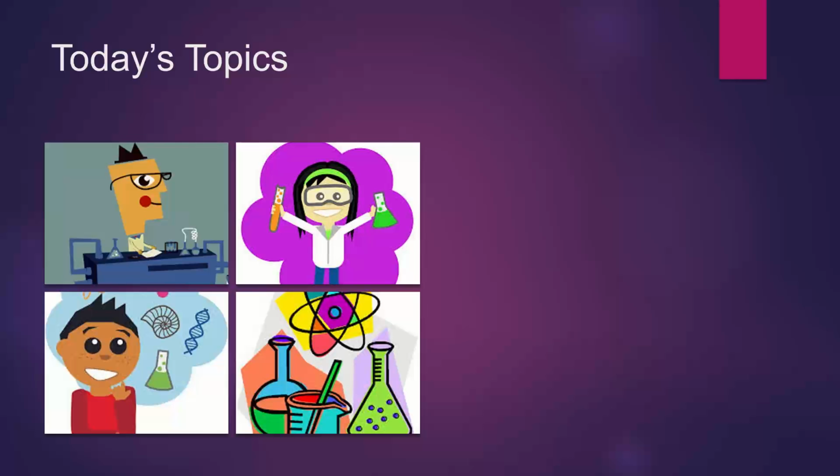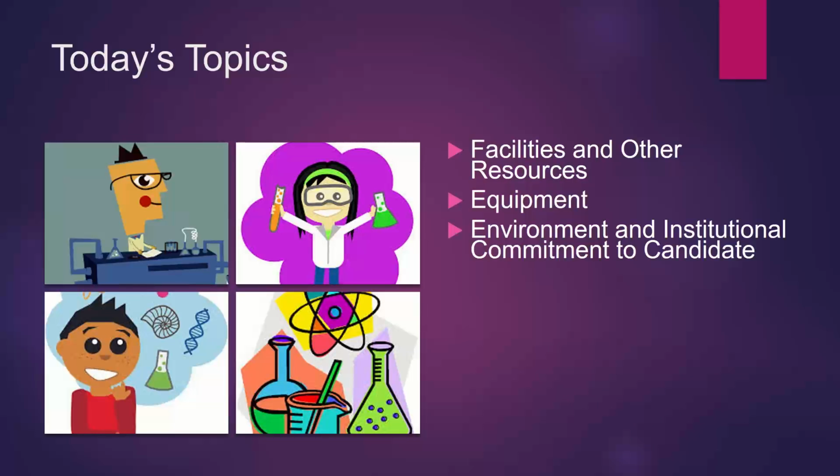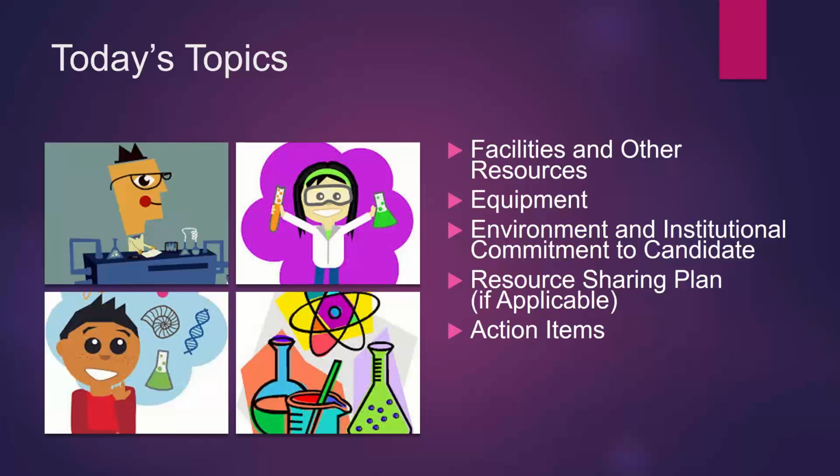So today's topics, we're going to work on facilities and other resources, equipment, environment and institutional commitment to candidate, and resource sharing plan. Check your FOA to make sure whether or not you need to include the resource sharing plan.